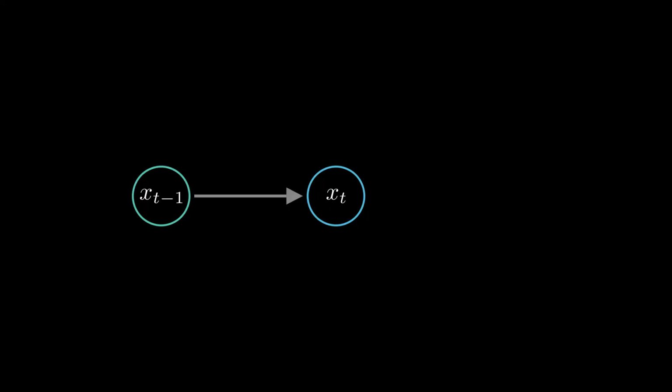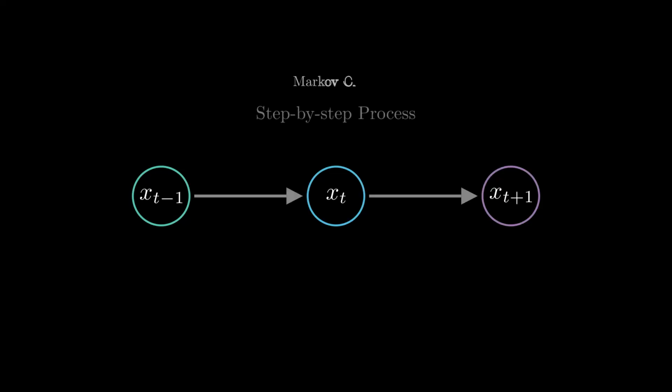This is a crucial simplification. And naturally, where we go next, to x_{t+1}, depends only on where we are right now. Mathematicians refer to this structure as a Markov chain. The key takeaway here is that the process is memoryless.